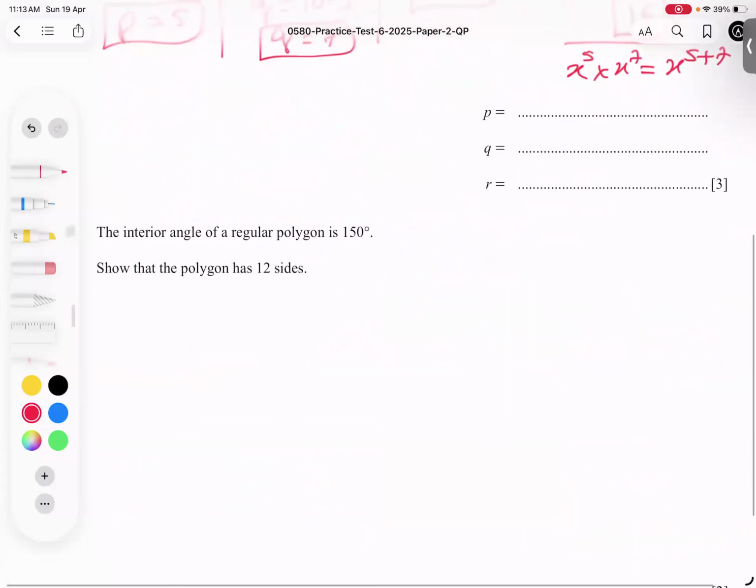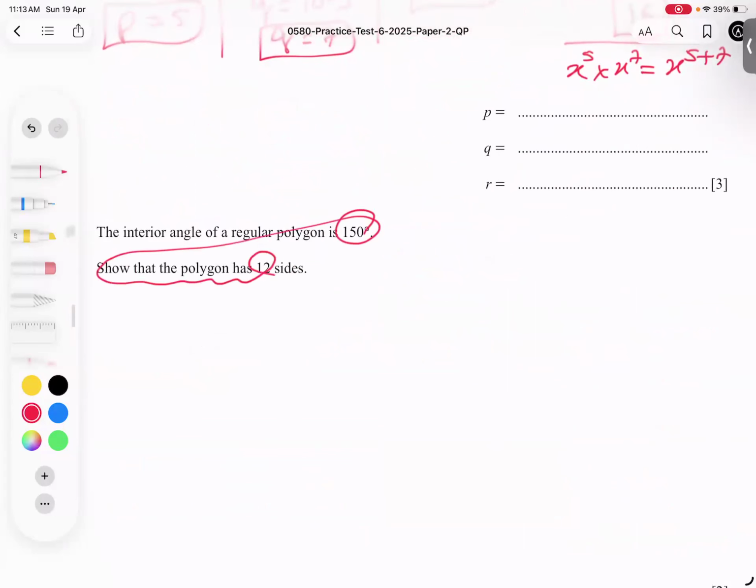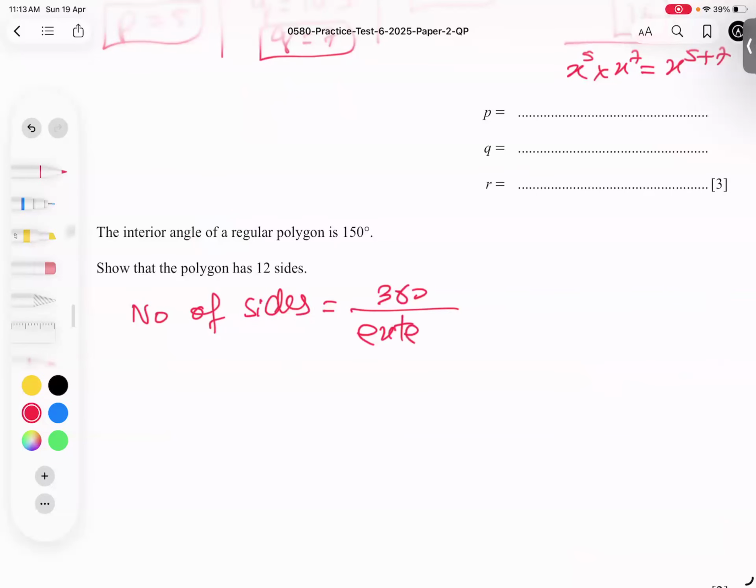The interior angle of a polygon is 150. Show that the polygon has 12 sides. So we have a formula: number of sides is equal to 360 divided by the exterior angle. Make sure it's not interior, it's exterior. But he has given the interior angle. Basically, I will just show you.